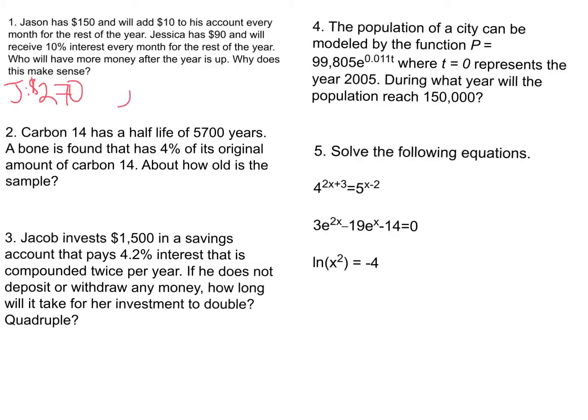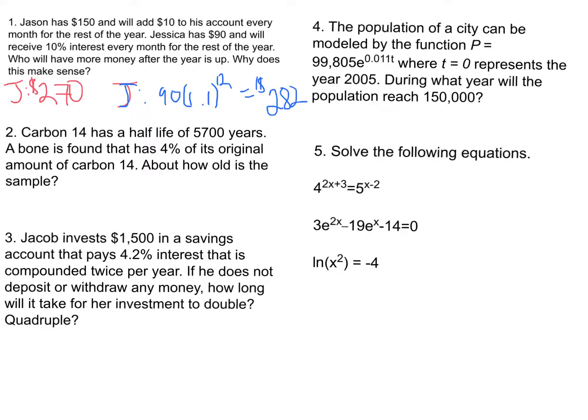And Jessica, I'll use blue here for Jessica. Jessica, we can compute what she's going to make by taking her initial amount, 90. It's increasing by 10%, so 1.1 every month, and that's happening for 12 months. And when I compute that, I'm going to end up with $282.